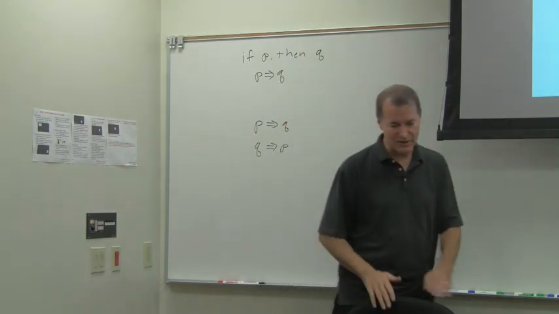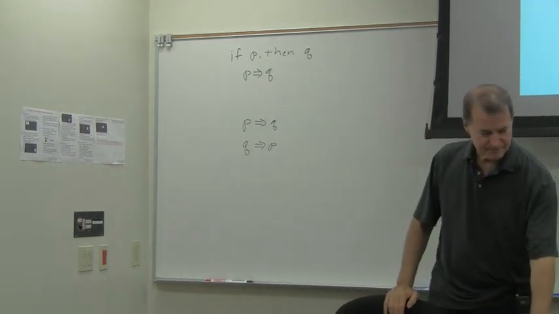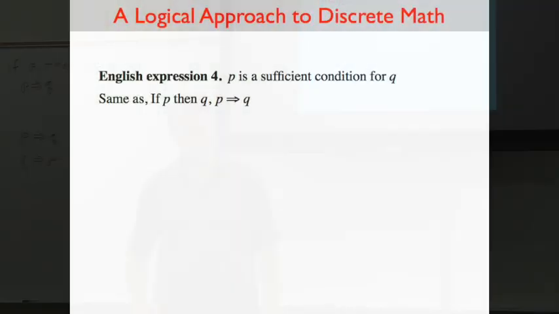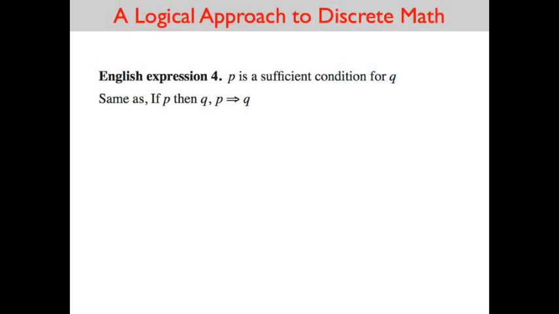So which one is it? Is it P implies Q or Q implies P? It's P implies Q. Same as if P, then Q. In other words, passing the final exam is a sufficient condition for passing the class. So if you pass the final exam, then you pass the class. It's if P then Q. It's not the other way around.